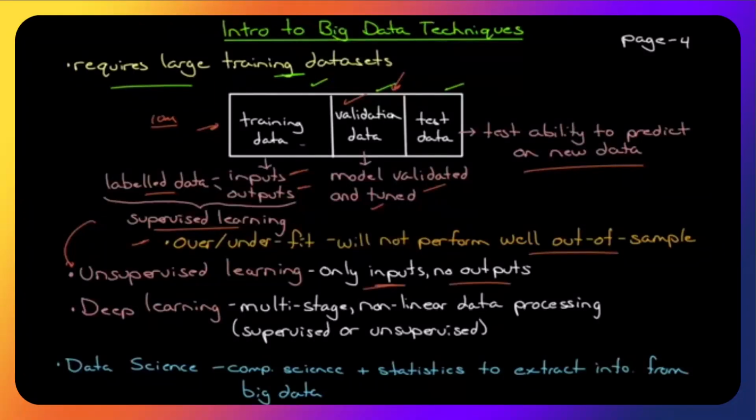Deep learning, multi-stage nonlinear data processing, can be supervised or unsupervised. Doesn't go into a lot of detail about deep learning. Here, you're really dealing with neural networks. You'll see more of this at level 2. Data science is the combination of computer science and statistics to extract information from big data.